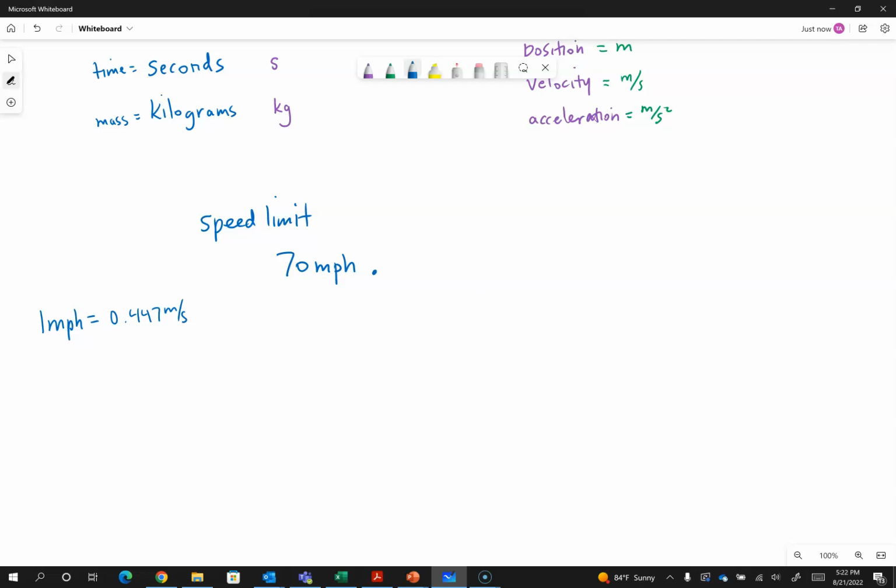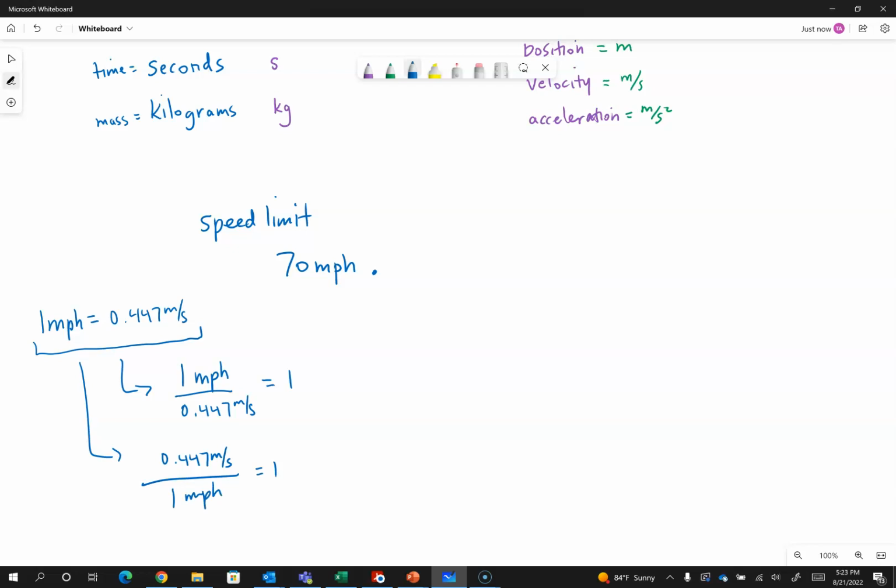Whenever we want to convert units, we want to take this conversion factor and write it either as 1 mile per hour divided by 0.447, because that equals 1. If they are equal to each other, if I just divide the 0.447 to the other side, that leaves me with 1. So I can write it that way, or I can write it as 0.447 meters per second divided by 1 mile per hour, and that still equals 1. Which one I want depends upon what units I'm trying to get rid of.